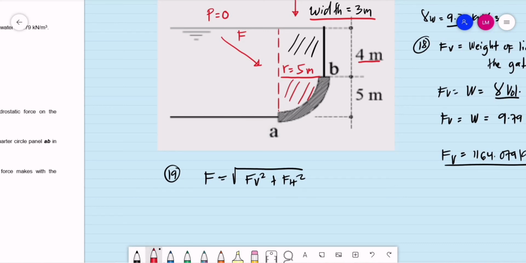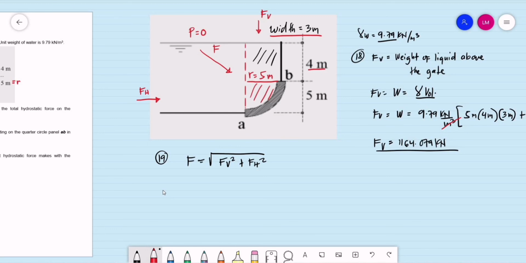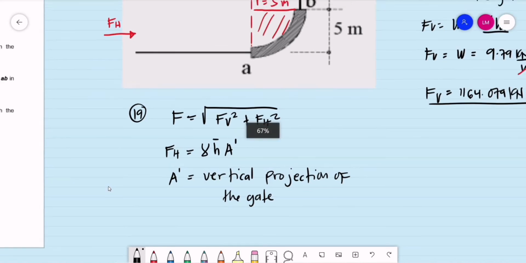So, paano naman natin kukunin yung horizontal component ng hydrostatic force? Ito yung F sub H. Okay, how do we compute for the F sub H kung ang vertical component ay weight ng liquid? Ito yung horizontal component F sub H is gamma bar H times area prime. So sabihin natin na yung area prime, ito yung vertical projection of the curved surface or yung gate.